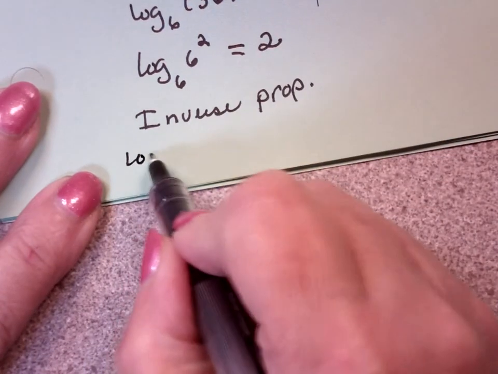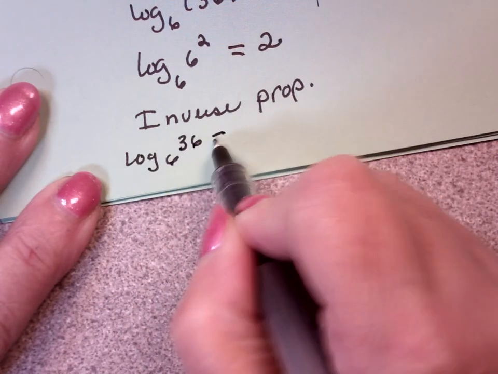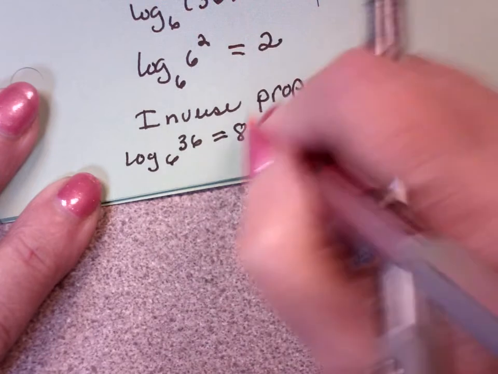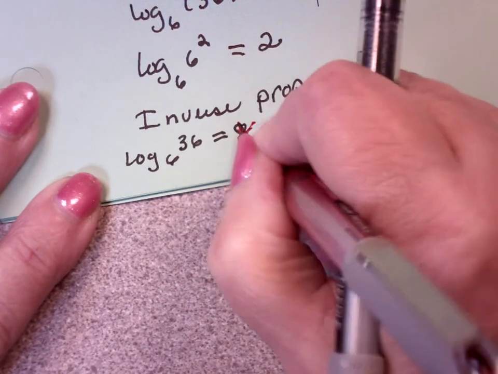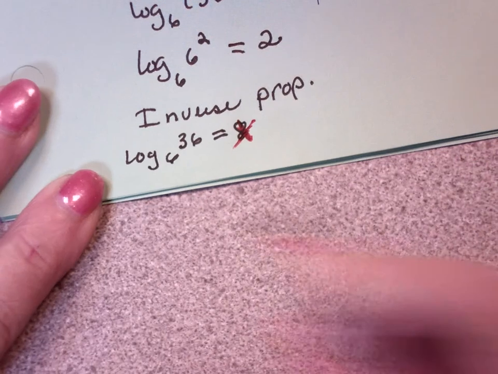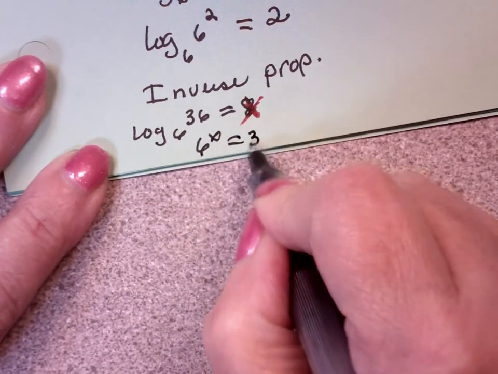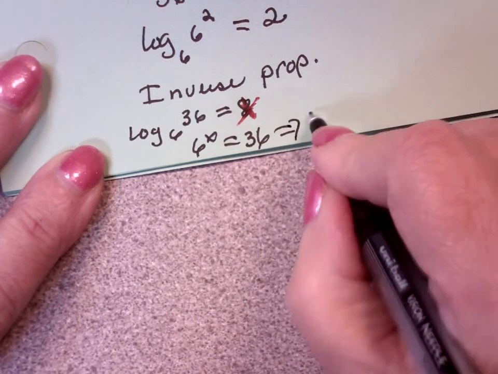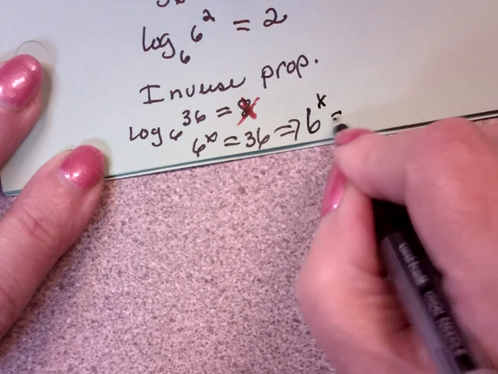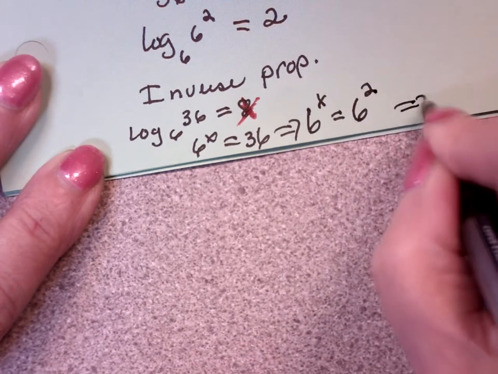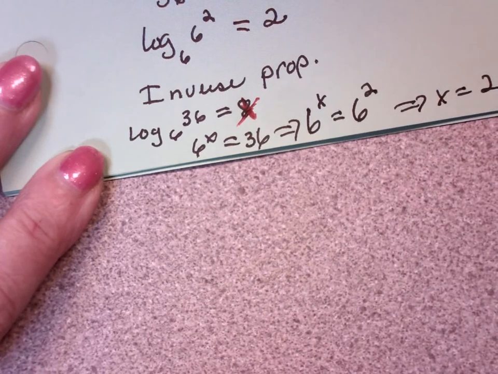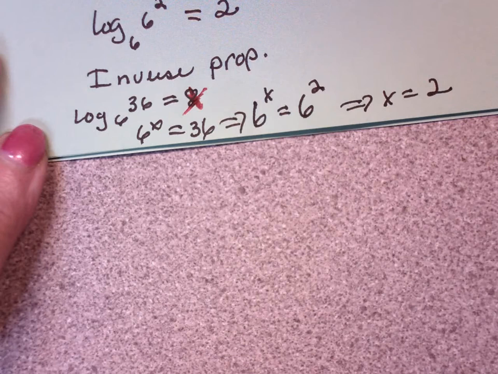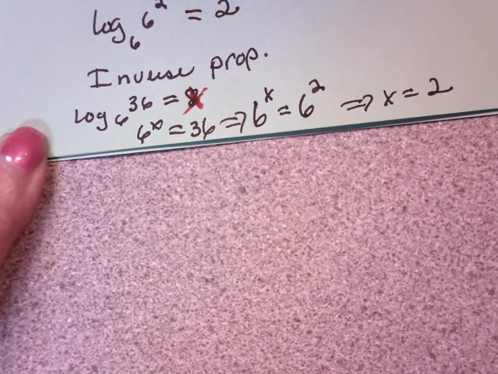The other way I could have come at this is I could have said that log base 6 of 36 is equal to x. This says 6 to the x equals 36, so what's x have to be? 2. Yeah, so this says that 6 to the x equals 6 to the 2, so that x equals 2. So that would be your second way of coming at it. So the inverse property can save you some time. I don't always see it that way. I normally do it this way, quite honestly.